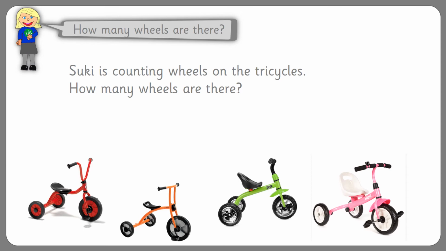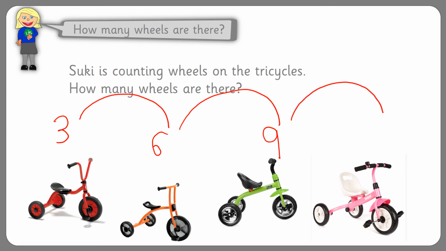Okay, how did you get on? Well, let's work this out together. So if we start with the first tricycle, there are 3 wheels on that one. And then on the next tricycle, we've got another 3 wheels. So that is 6 altogether. And then another 3 wheels would be 9. And another 3 wheels would be 12. So there are 12 wheels altogether.